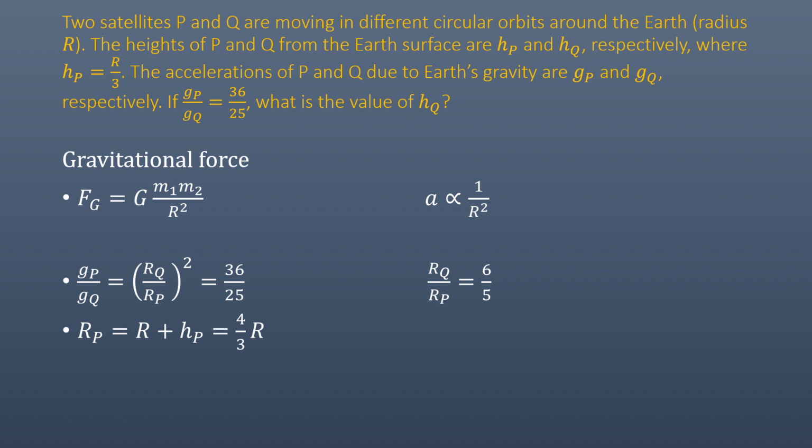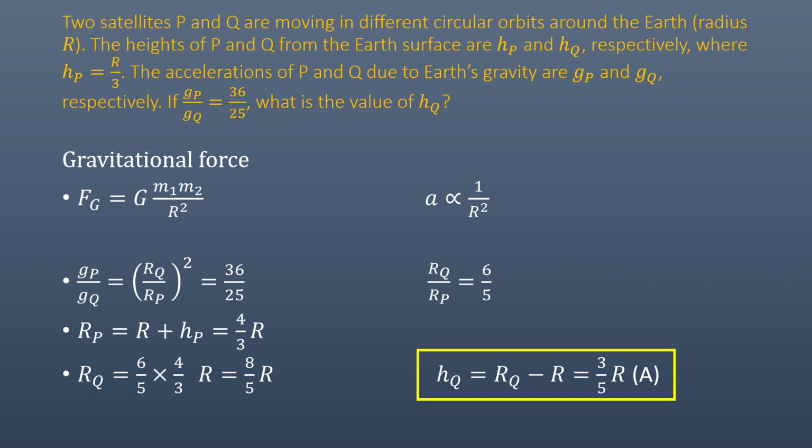Now we can substitute this into the ratio we calculated above, rq by rp equal to 6 by 5. So we will get rq equals 6 by 5 times rp, which is 4 by 3 r. So we will get rq equals 8 by 5 r. Now we are asked to calculate the value of hq, the height from the surface of the Earth. So from rq we will need to subtract the radius of Earth r. So that would give us 3 by 5 r, which was option A in the given question.